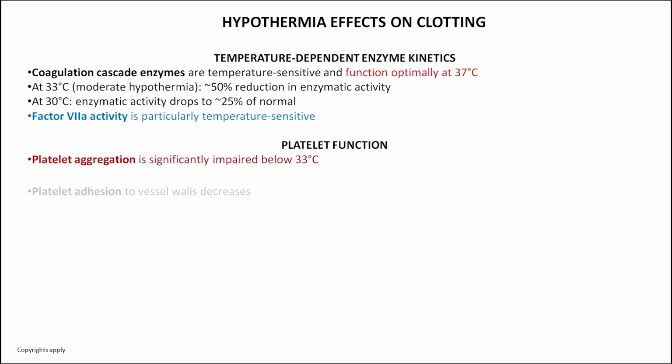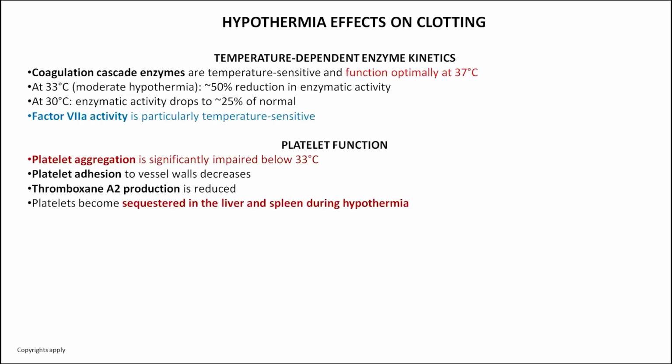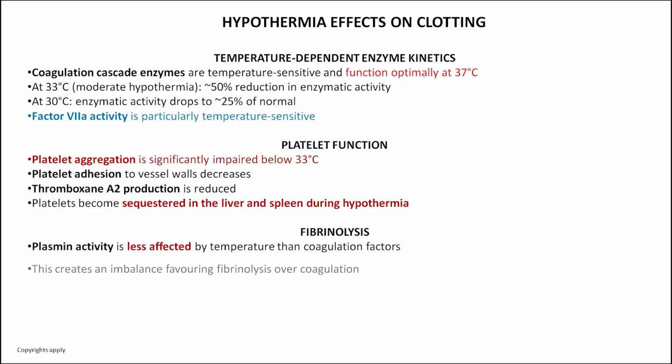Coming to platelet function, what happens? Similar to what we see in the enzyme machinery, whenever there is hypothermia, adhesion of platelets, production of thromboxane, and the aggregation of platelets, all of this would be reduced. What also happens in hypothermia is that the possibility of platelets getting delivered to the liver and the spleen for sequestration becomes higher. So this is one thing that we need to remember about the effects of hypothermia on the clotting mechanism.